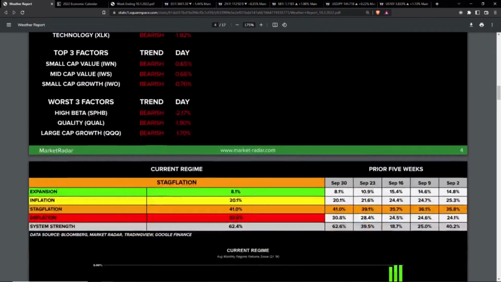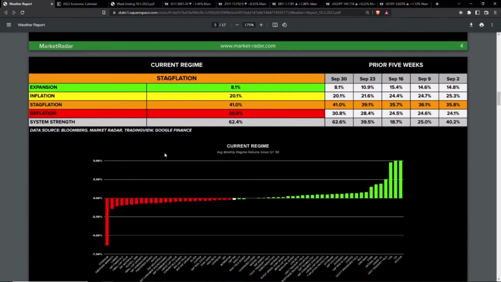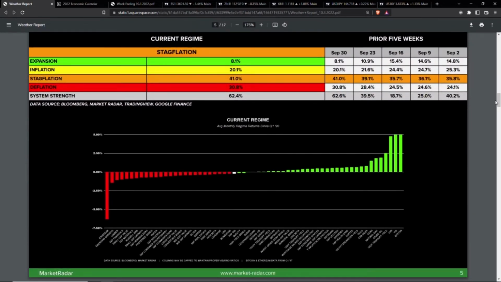This is the big slide, the one that we show at the beginning of every podcast. This is the current regime, slide number 5. You're going to see the current regime, stagflation, the probabilities of all the other regimes, and the system strength. Under it, you're going to find a slide that sums up what the historical performance has been since 1990 for the current regime. So this is the current regime, stagflation, and this is the historical performance since 1990.